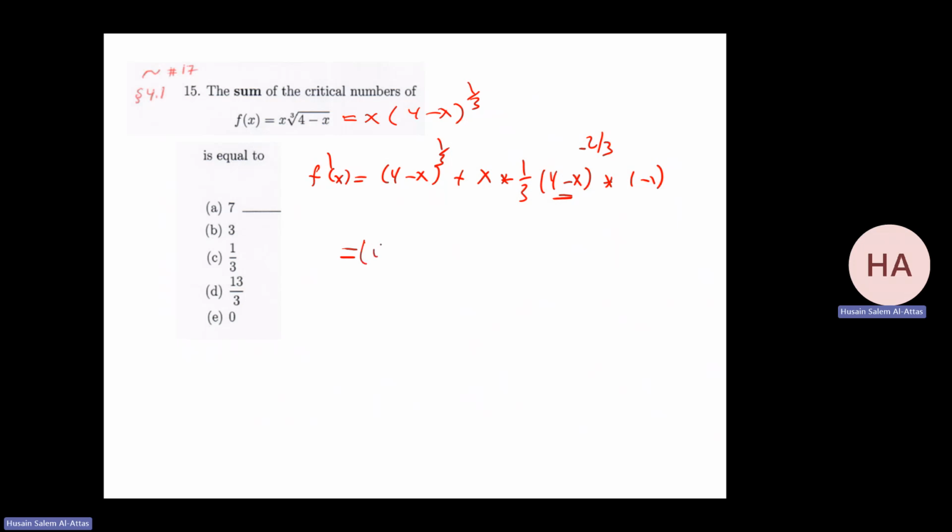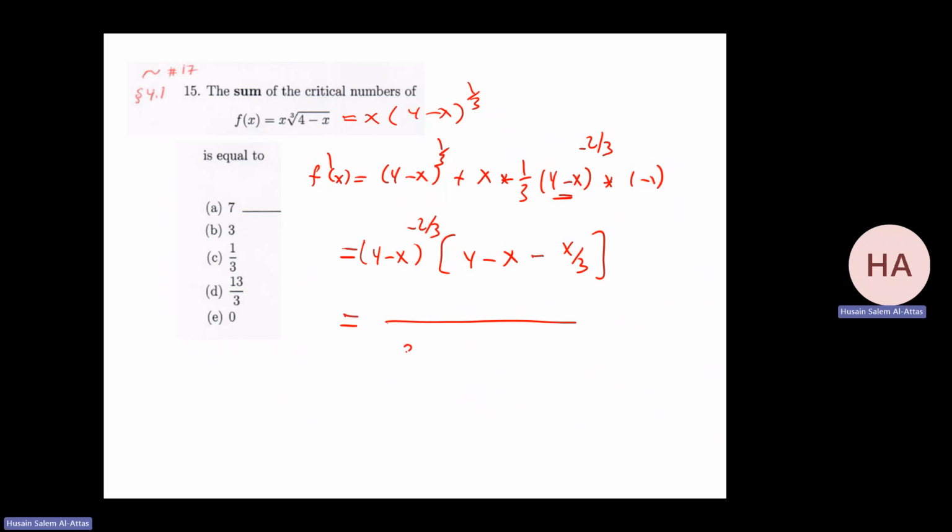The sum of all of the critical numbers of this function. Let me do the calculation. Make it x times 4 minus x to the power 1 over 3. So f prime is 4 minus x to the power 1 over 3 plus x times 1 over 3, 4 minus x to the power minus 2 over 3. Don't forget the derivative of this, which is minus 1. Almost the same as the one before. Now I take common factor 4 minus x to the power minus 2 over 3. Remaining here is 4 minus x, and in this one I have x over 3.